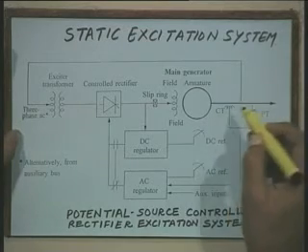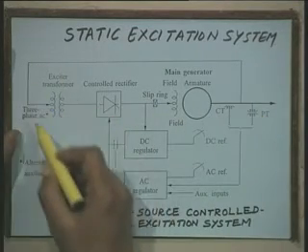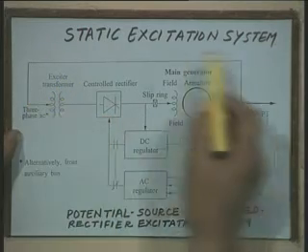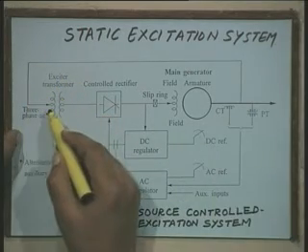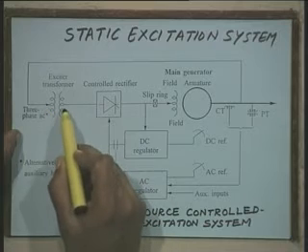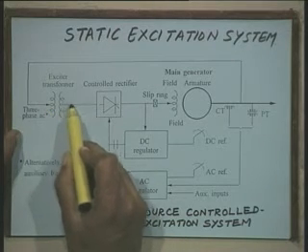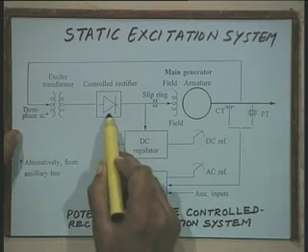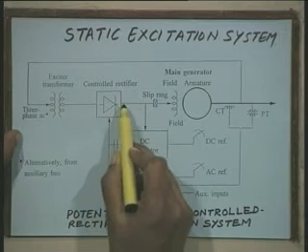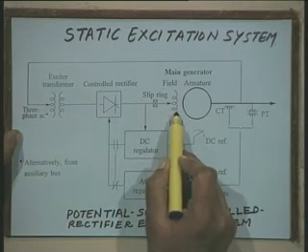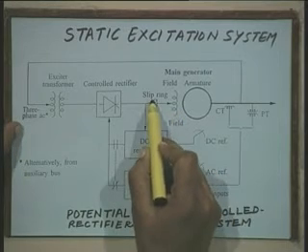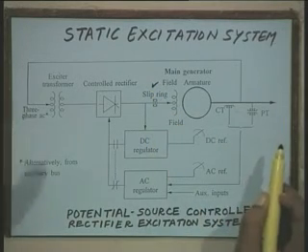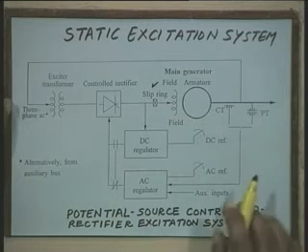Now, in this arrangement, we make use of this exciter transformer. The input to the exciter transformer comes from the terminal of the synchronous generator itself, and the output of this exciter transformer is rectified using the control rectifier, and this output is fed to the field winding of the main synchronous generator through slip rings. Therefore, in this static excitation system we do require the slip rings.